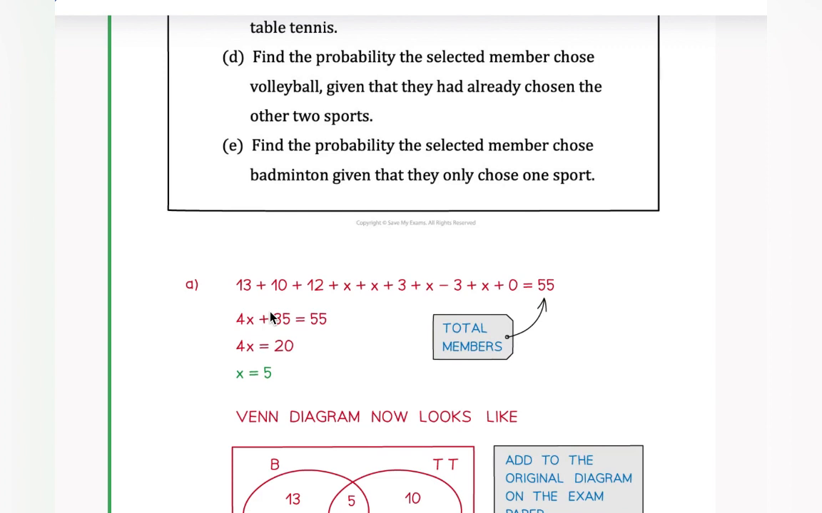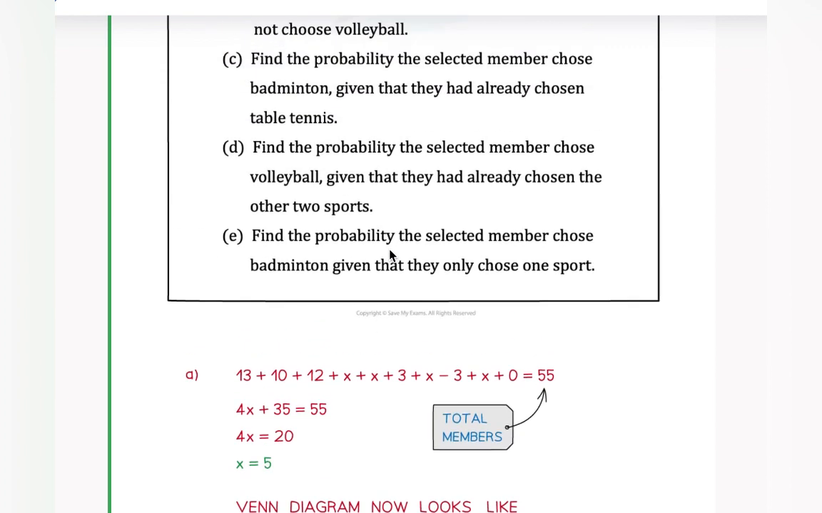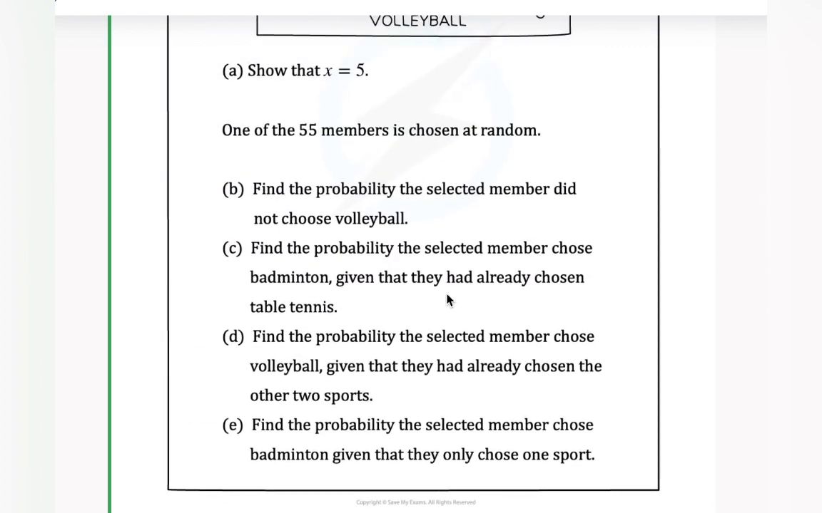When you sum the numbers up, you get 35. If you add all the x together, minus 3, you get 4x. So 4x plus 35 equals 55. You take 35 away from 55, you get 4x equal to 20, and therefore x equal to 5. So you'll be able to prove that x equal to 5 for that question.